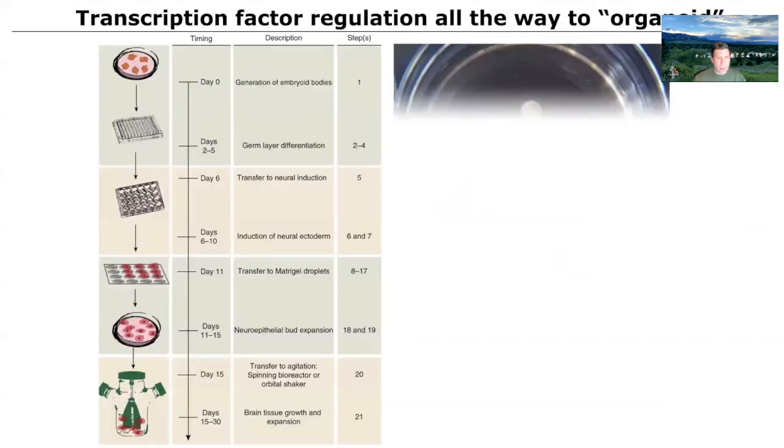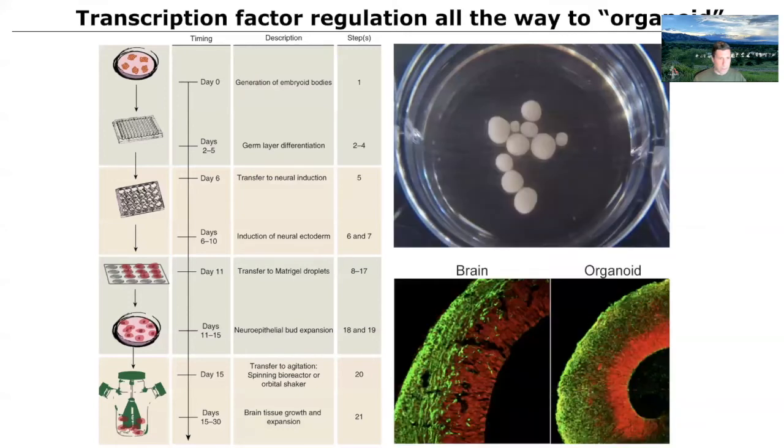This can also now even be done in 3 dimensions, where by using these long protocols, you'll see 15 to 30 days, there's much longer ones than that, but you can grow them in spinning flasks so that they actually grow into organoids. And if you look at these under a microscope, they look like the cortex of the brain and organized into the right layers as well.